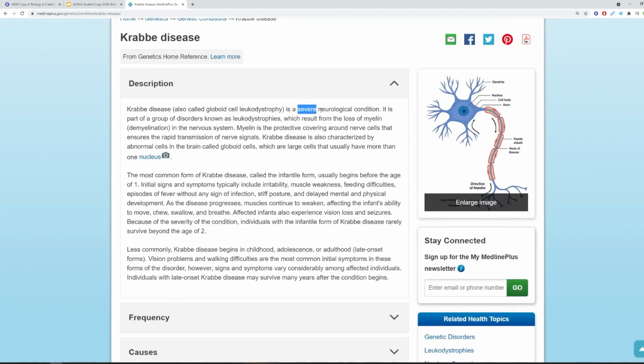Here we have a neurological condition where the lining on nerve cells is destroyed. These myelin sheaths are sort of like insulators for our nerve cells, allowing them to send signals faster. However, if you have Krabbe disease, this insulator is decayed and destroyed. It's not there on these cells.